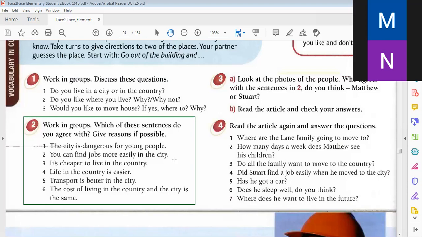What does cost mean? Cost, like price, means price. So when we say the cost of living, it means how much money you need to live comfortably, to buy food, to have a house, clothes for your children, food for your baby. The cost of living means the budget, the daily expenses of life in general.